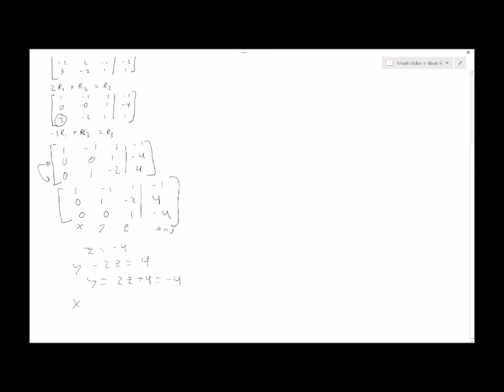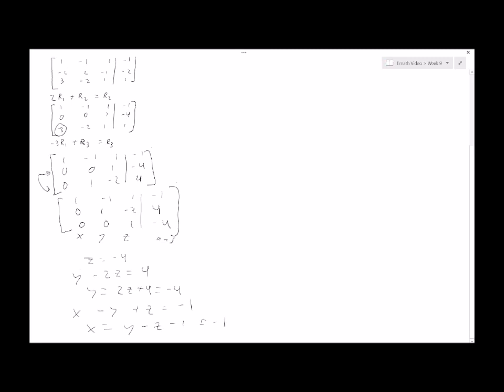And now we know x minus y plus z equals -1, or x equals y minus z minus 1. Plug in our stuff, we're left with -4 plus 4, they cancel out, minus 1, this is -1. So those are our solutions. X equals -1, y equals 4, z equals -4.